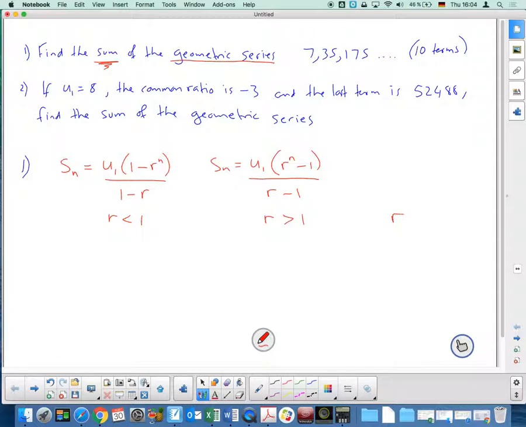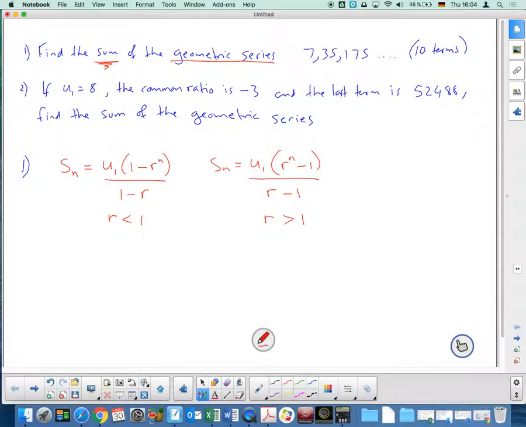Now, you can never have a ratio of 1. There's no geometric series that can have that, because obviously if you substitute it into your formula, you end up dividing by 0, which is impossible. So that's why there's nothing for r equal to 1 here. Now, it's a question of choosing these two and then getting your answers.